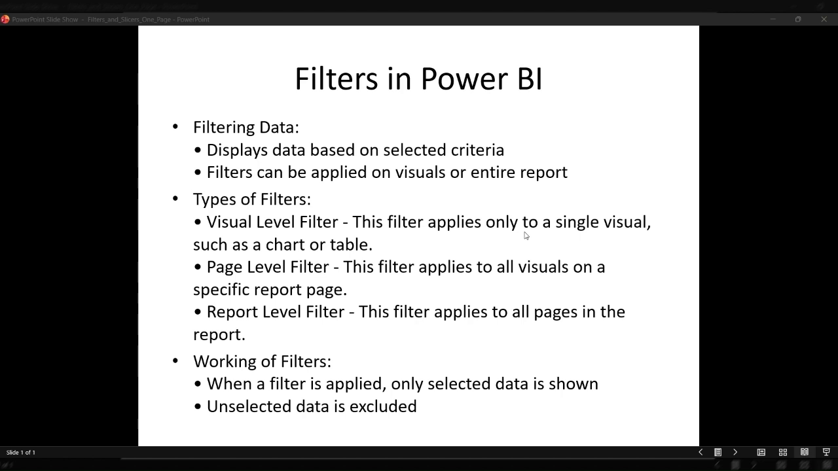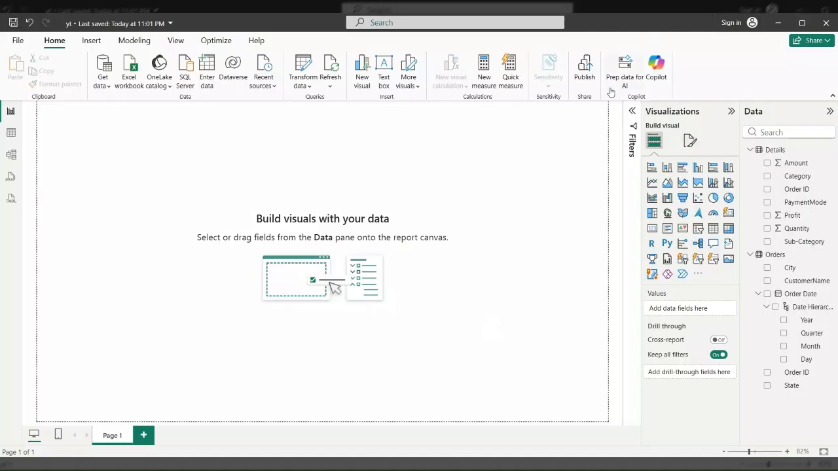How do filters work? When a filter is applied in Power BI, only the selected data is displayed. All unselected data is hidden. The data is not deleted, it is simply excluded from the view until the filter is removed or changed. This allows users to dynamically analyze data without modifying the data. Let's now understand how the filtering works.